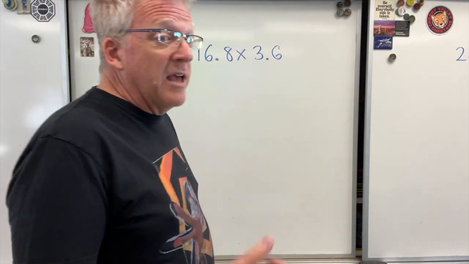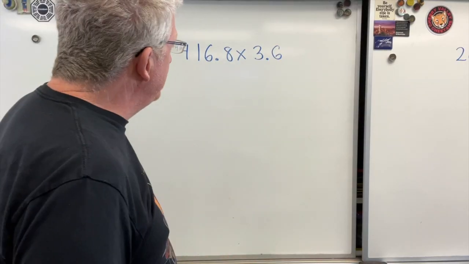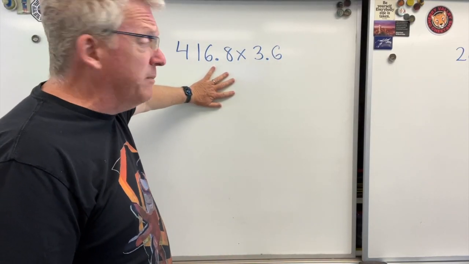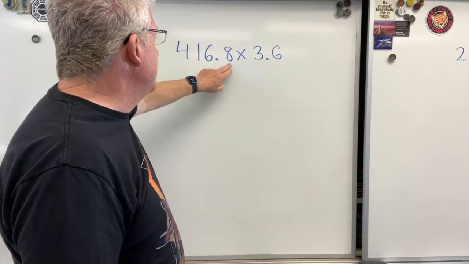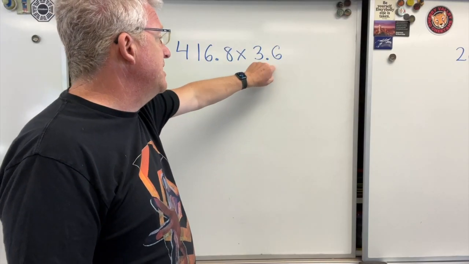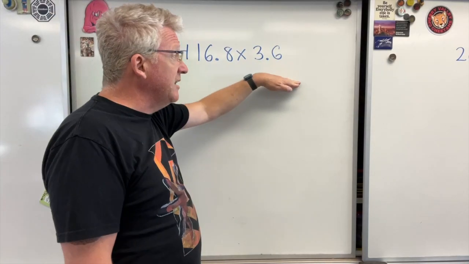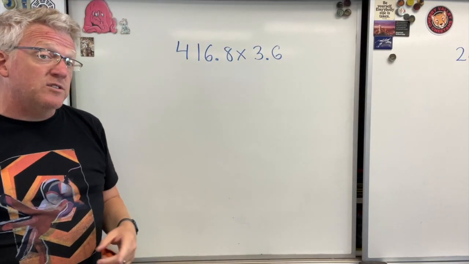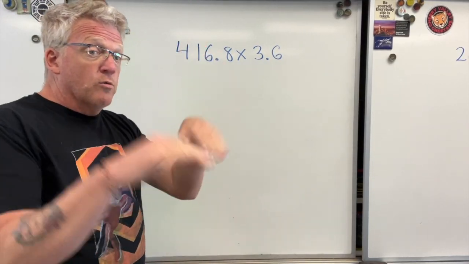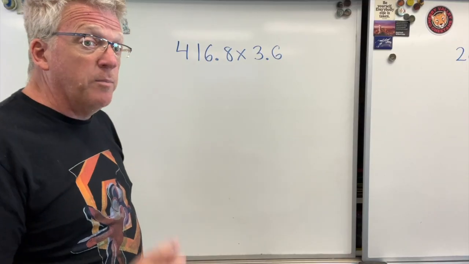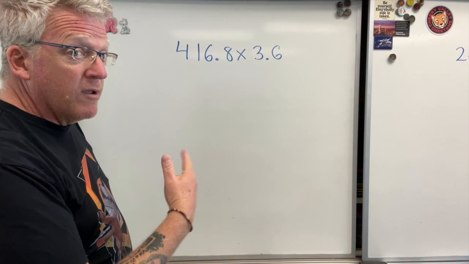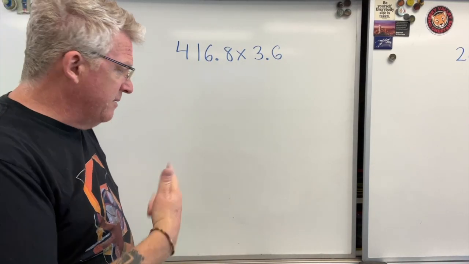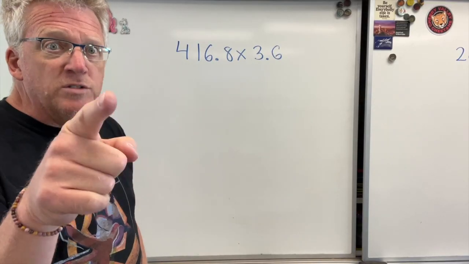All right, so get your journals out, date on the page. Let's start with this multiplication problem here. 416 and 8 tenths times 3 and 6 tenths. It's written horizontally. It'll be written horizontally on the quiz as well, because I want to make sure you know how to rewrite it vertically. All right, so pause the video, rewrite it, and then we'll solve. Or you solve it, and then you'll check.